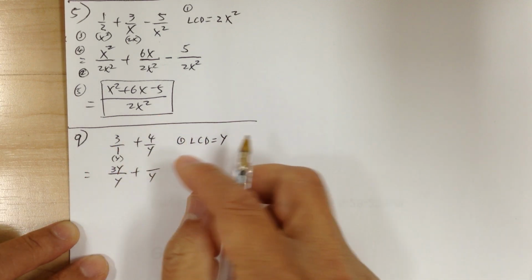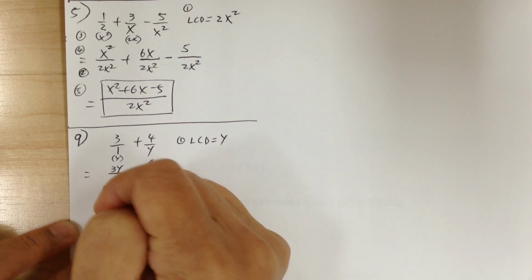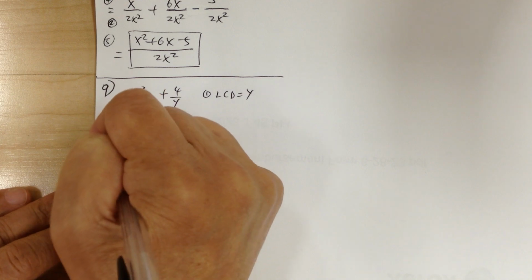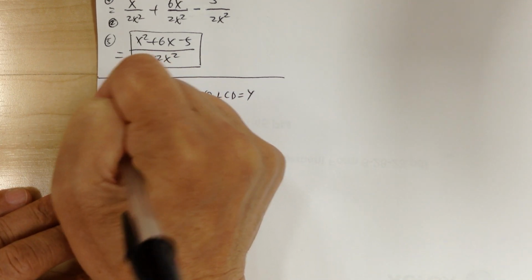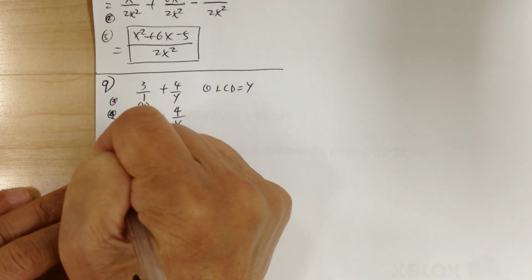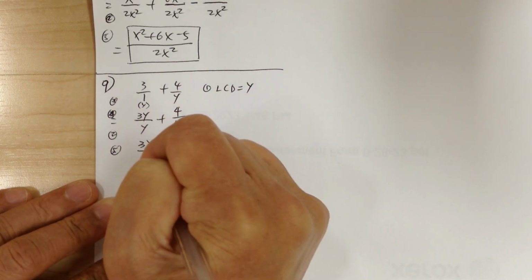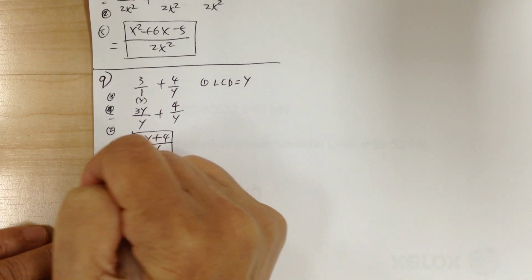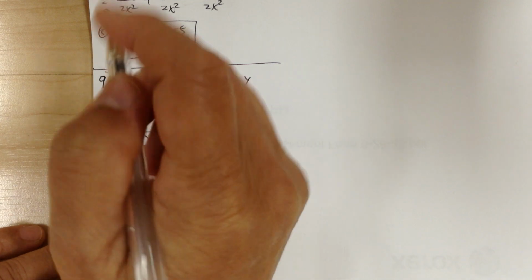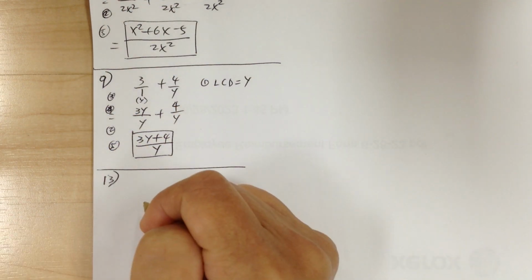Okay, so that's your step 4. From here to here, you don't have to do anything. So again, that's your step 2, step 3, step 4, okay? And step 5, you put all this together, so you got 3y plus 4 over y. Again, you cannot factor, so that's it, okay? Okay, number 13.